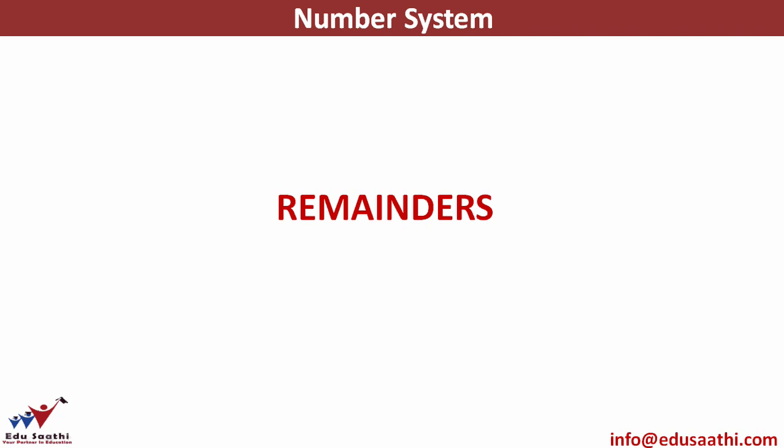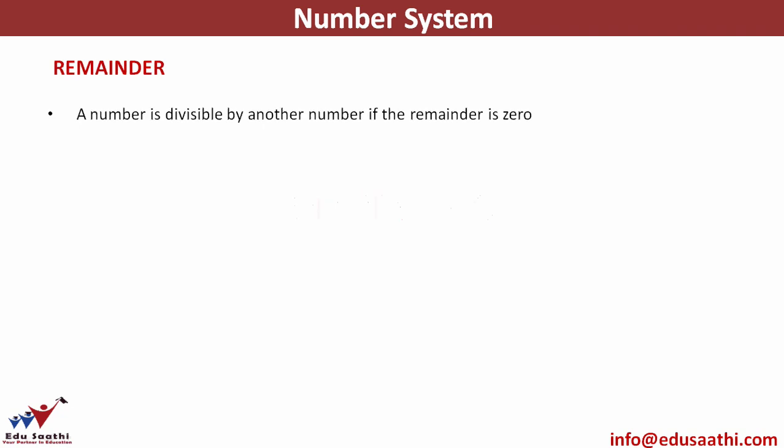Now let's move on to the topic of remainders. Remainder is 0 if a number is divisible by another number. So if you are dividing a number by a divisor, and the number is divisible by the divisor, then the remainder would come out to be 0. If there is a certain remainder that you are getting, that means the number is not completely divisible by the other number.